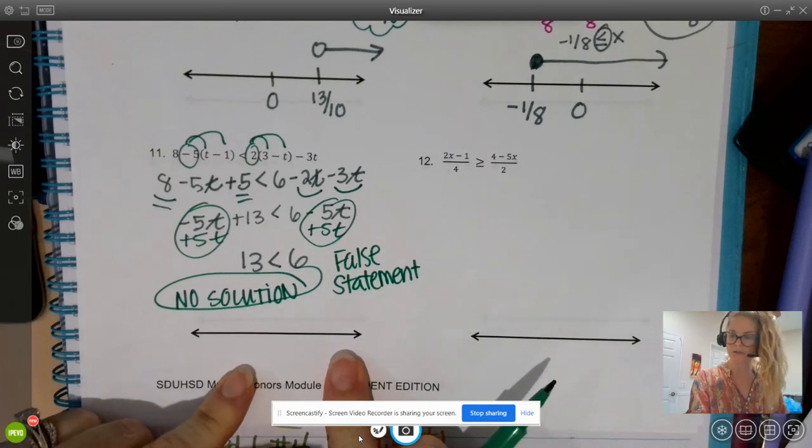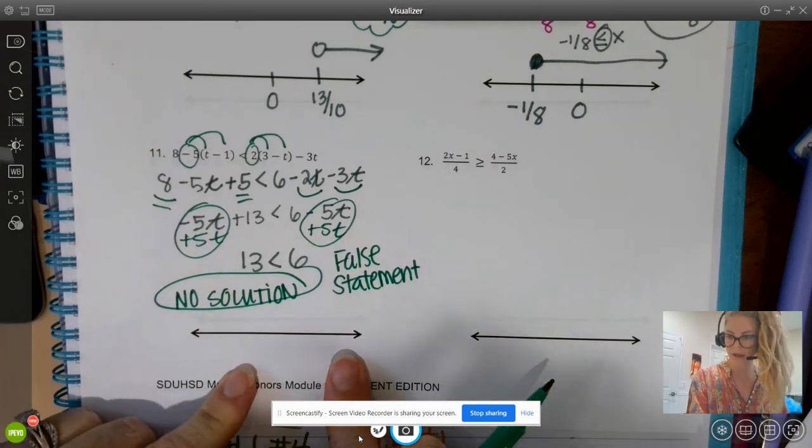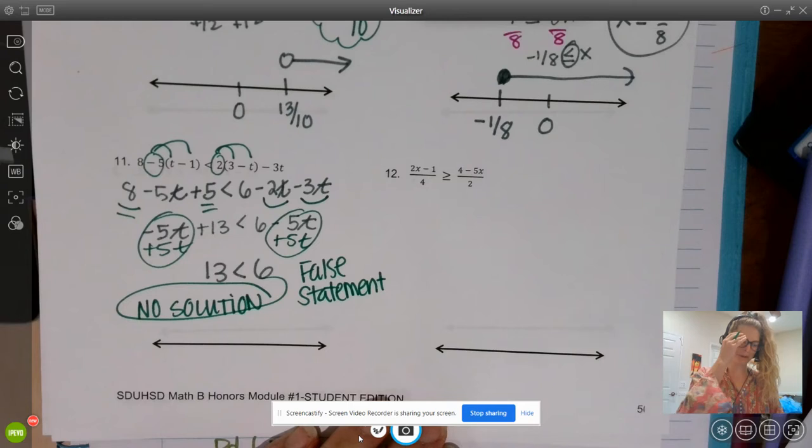Leave this number line intentionally blank. Don't touch it. Okay. Number 12.